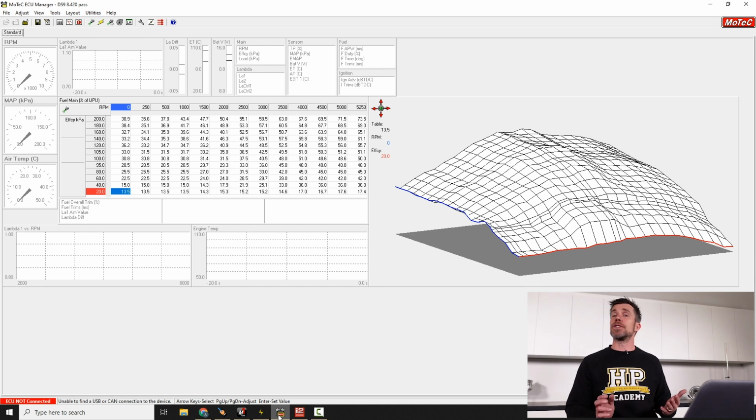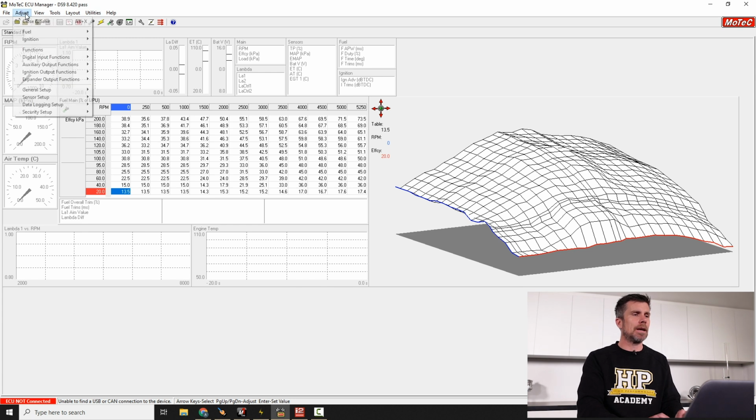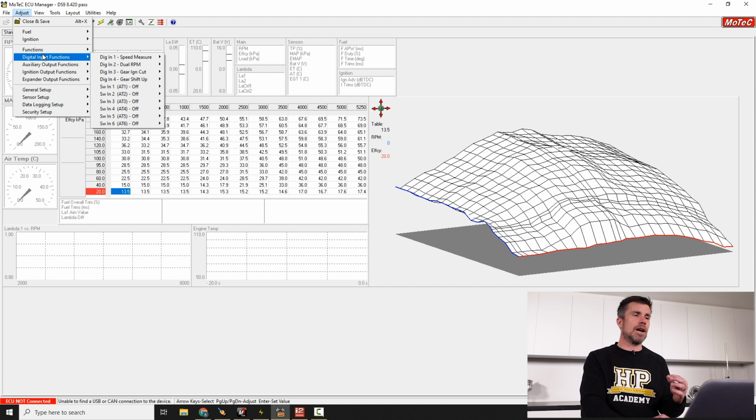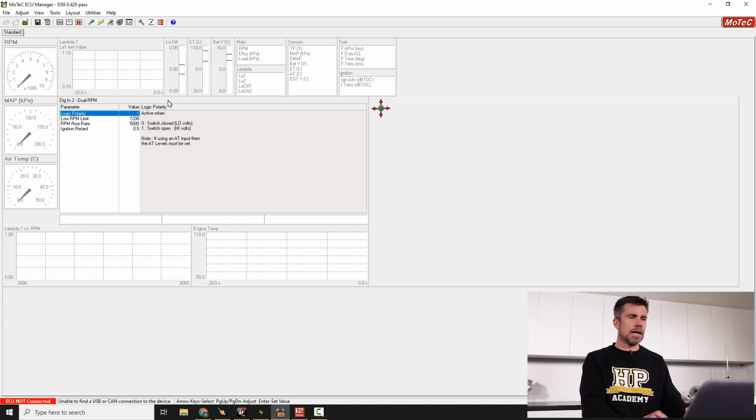Now in the ECU Manager software, there are a variety of different ways of achieving the same aim, so nothing particularly set in stone about how we must go about this, but we'll go through a few of the settings here. First of all, we go to the Adjust menu, we come down to our digital input functions. We have one set up here called Dual RPM. So Dual RPM limiter, two-step limiter, everyone's got a different name for it. We'll have a quick look at our parameters here.